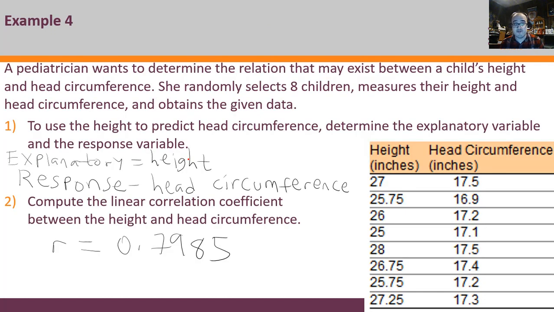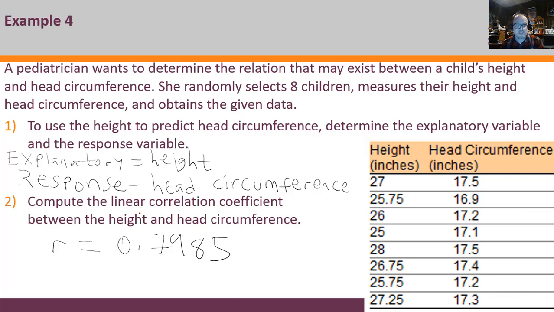And one last example involving the correlation coefficient for this. We have a pediatrician who wants to determine the relation that may exist between a child's height and head circumference. She randomly selects 8 children, measures the height and head circumference, and obtains this data. Using the height to predict the head circumference, we want to determine the explanatory variable and the response variable. So the height here would be our explanatory variable, since we're using that to predict the head circumference, and the head circumference is our response variable.